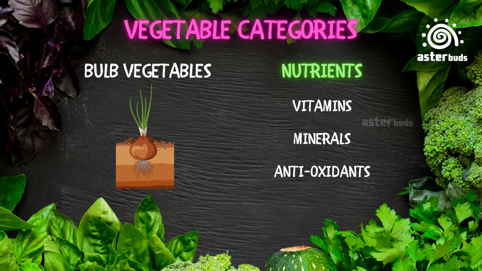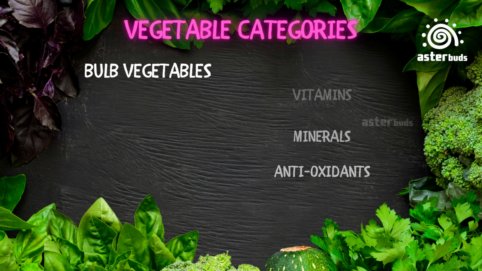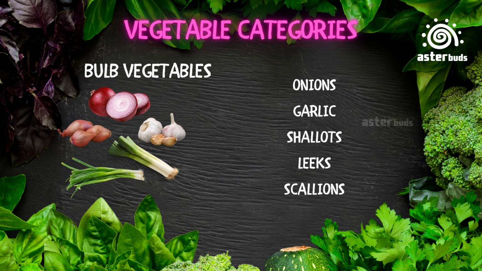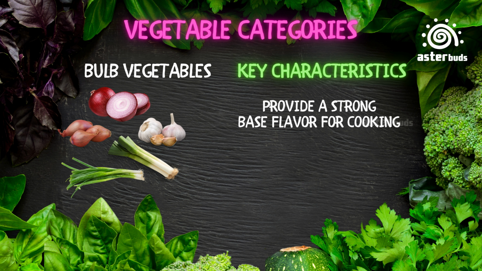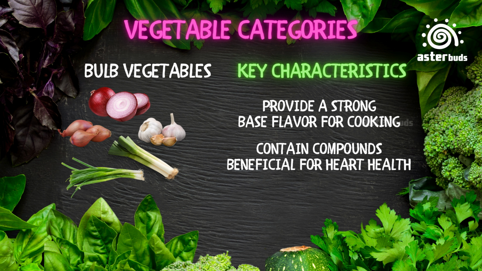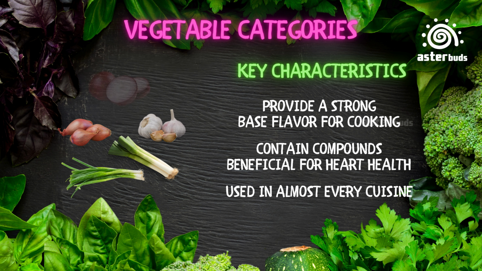Bulb vegetables. Bulb vegetables grow underground and are known for their strong flavor and aroma, which enhances many dishes. Examples of bulb vegetables are onions, garlic, shallots, leeks, scallions, etc. Key characteristics: provide a strong base flavor for cooking. Contain compounds beneficial for heart health. Used in almost every cuisine.